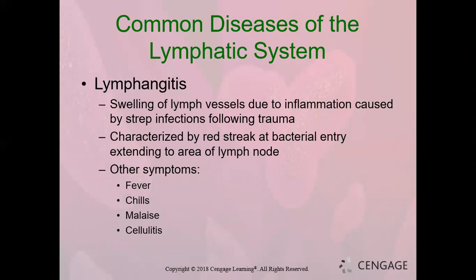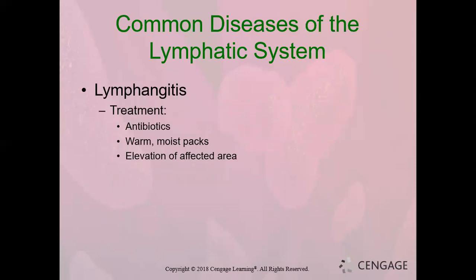Here's another itis. This is swelling of the lymph vessels due to inflammation caused by strep or infections following trauma. This is characterized by a red streak at the entry and expands to the area of the lymph node. They're going to feel bad, essentially, and wherever this is at, it's going to be swollen. They're going to treat it with antibiotics, warm moist packs, and elevation of the affected area if possible.